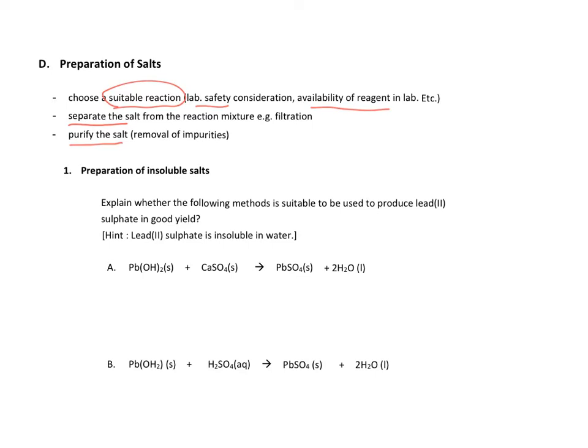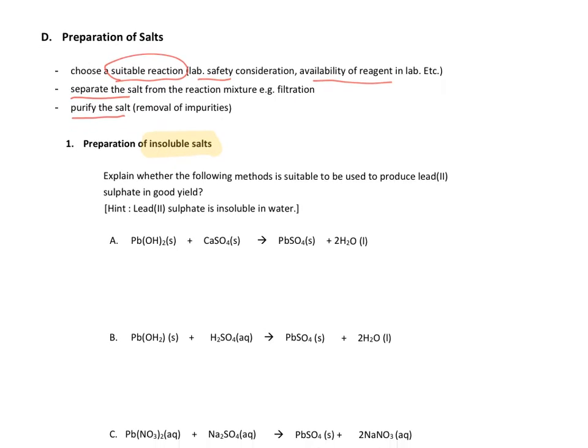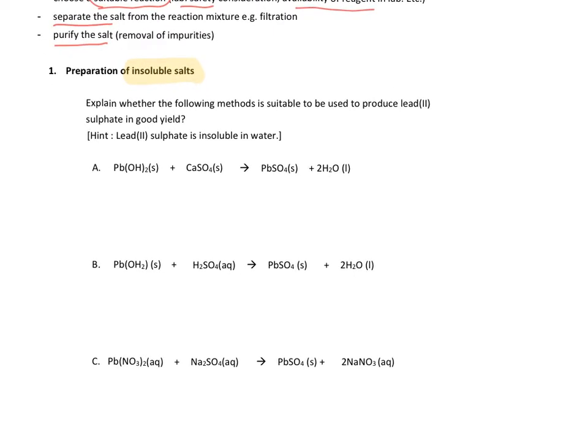To find a suitable reaction to prepare a salt, we need to consider the properties of the products, for example, whether it is soluble or insoluble in water. Here, I have three balanced chemical equations which may be used to produce lead(II) sulfate, which is an insoluble salt. In equations A and B, I have lead(II) hydroxide, which is an amphoteric hydroxide.